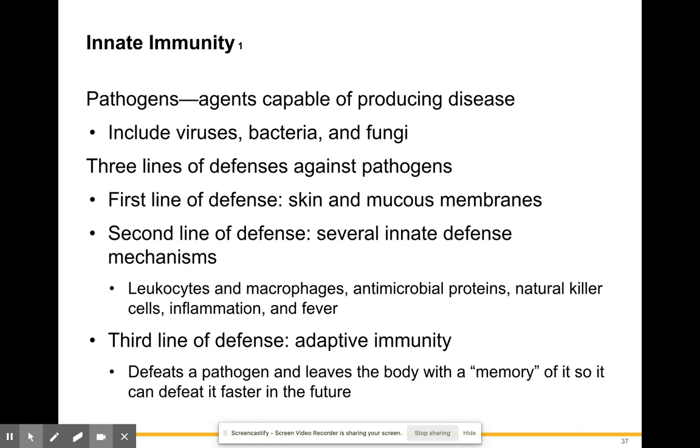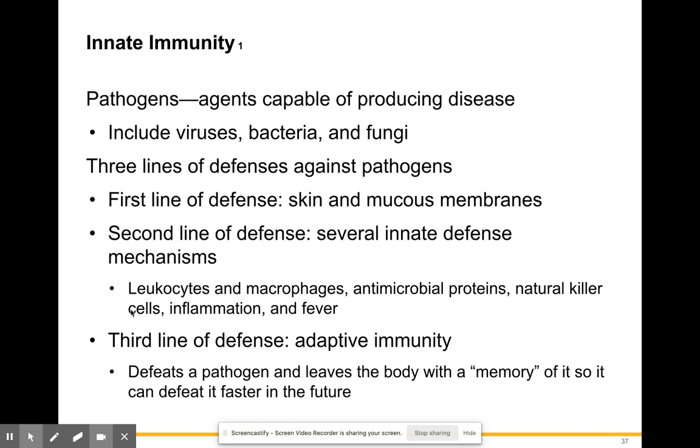So my second line of defense is my innate defenses. My innate defense mechanisms. Innate defense mechanisms are things like leukocytes, macrophages, antimicrobial proteins, things called natural killer cells, and processes called inflammation and fever, which I'm sure you've experienced both of those. I can almost guarantee you have. And we're going to talk about all of these things individually as this lecture goes forward.